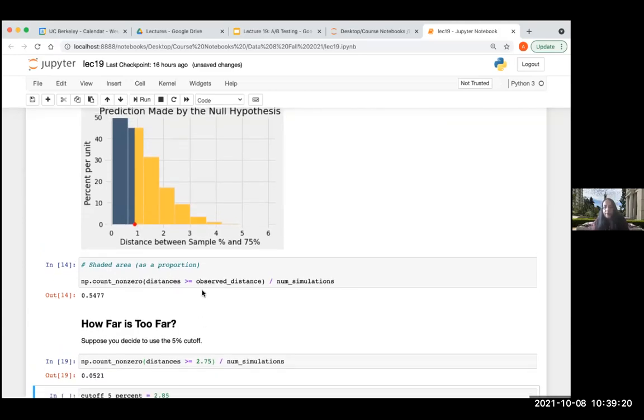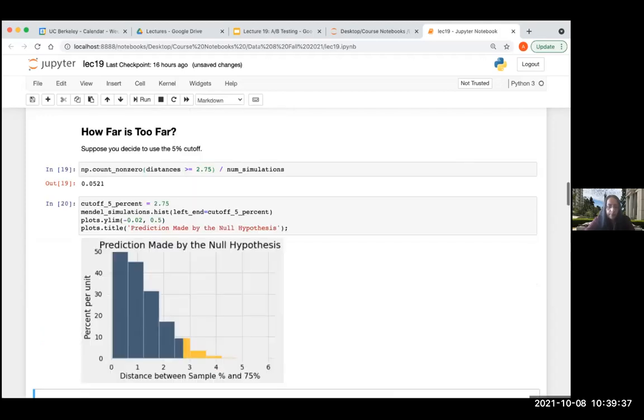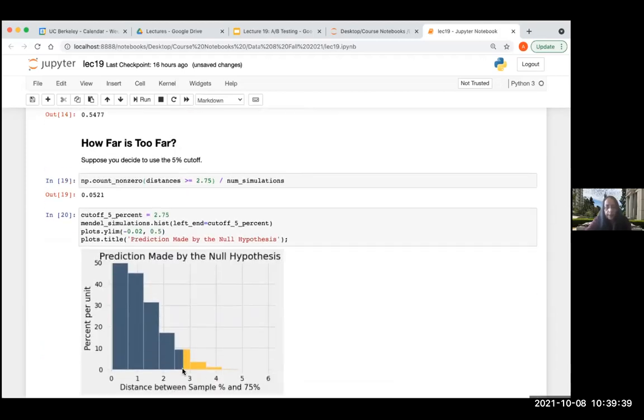Kind of 5%. I'm not going to hit it exactly. Okay. So let's just say 2.75 is our point where there's the 5% break. That area is 5%. So if my statistic came out to be 2.75 or more, I'd be concluding alternative. If it came out to be less, I'd be concluding null.